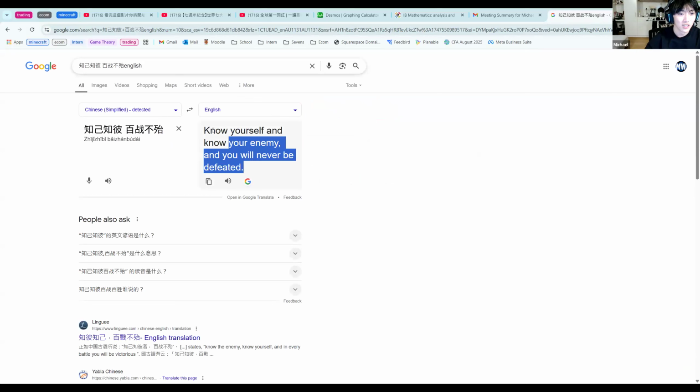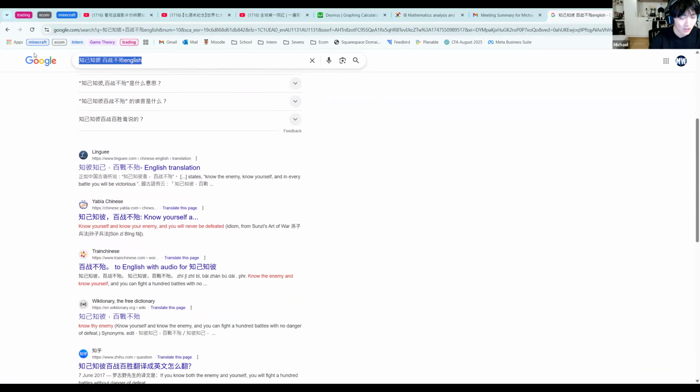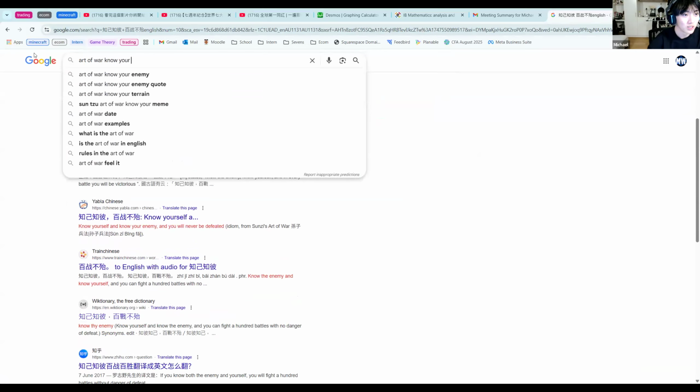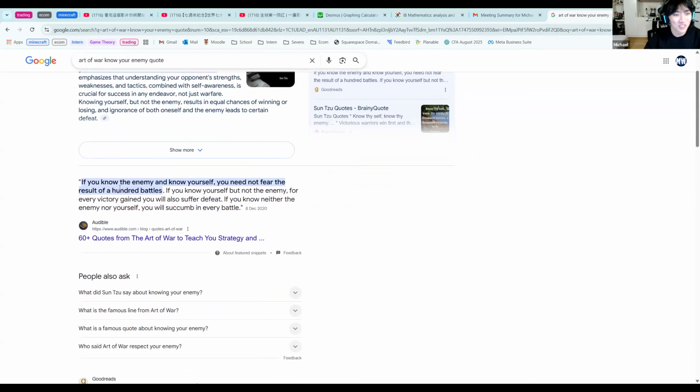Okay, this is a direct translation. Art of War, know your enemy, quote: if you know the enemy and know yourself, you need not fear the result of 100 battles. This is a very weird translation. But the original says it doesn't say if you know your enemy and yourself, you will win. It says you will not be defeated.